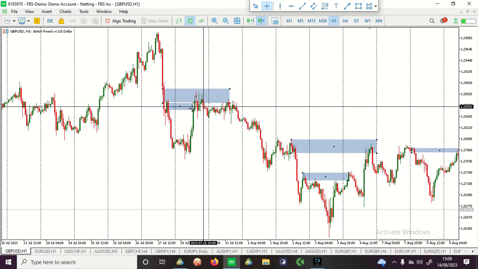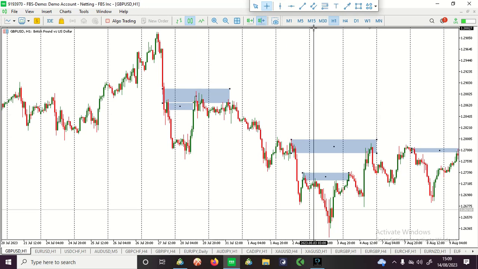So if I go down to 15 minutes or 5 minutes, you will see that there's a block in this very zone.